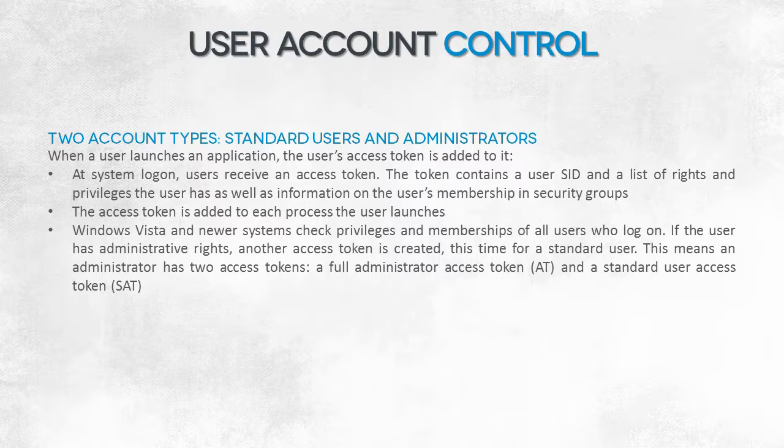In newer versions, Windows automatically checks user tokens. If they're privileged, the system automatically creates for such a user an additional token which is invisible. This is a token that's devoid of administrative privileges. If the administrator logs onto the computer, he has two tokens: an administrative token, or AT, and a standard user access token, or SAT.